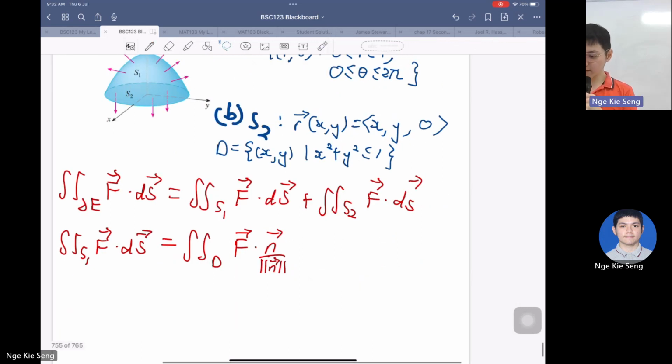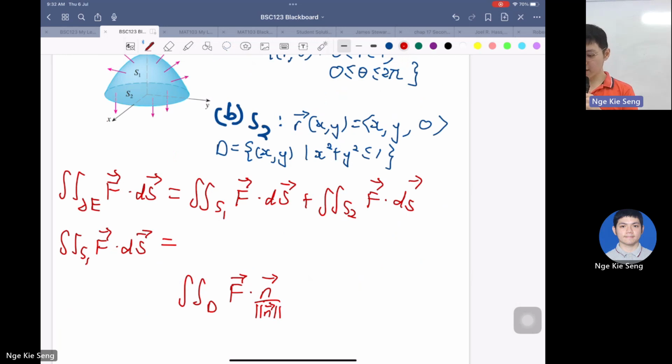Okay, let me write down step by step so that you know what's going on. Then if you write in exam, you can skip step. Okay, you can skip step. So first step is like this.